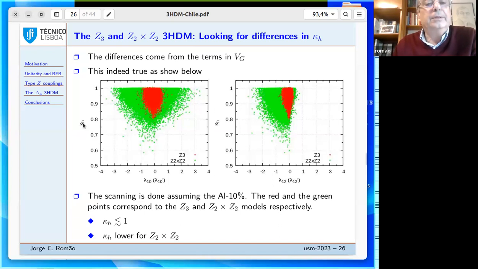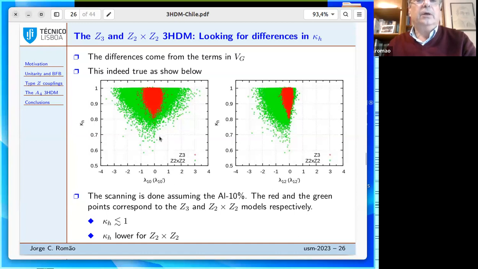And then you plot this for both Z3 in red and Z2 cross Z2 in green. We plot the kappa H against these lambdas 10 and 12. You could also plot against lambda 11, which just shows two of them for lack of space. Essentially what you see is that indeed there is a difference between the two cases, which was not present in the single strands. And there is a much larger range of variation for Z2 cross Z2 than for Z3.